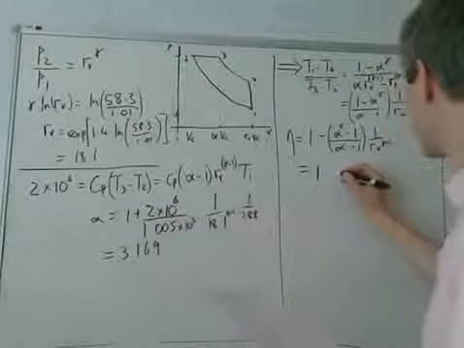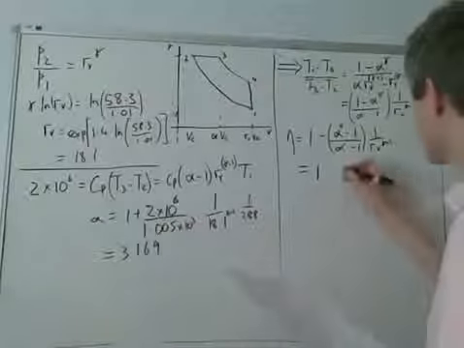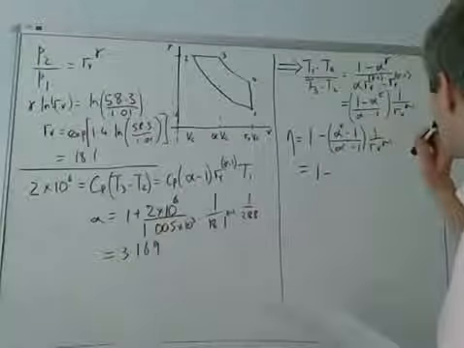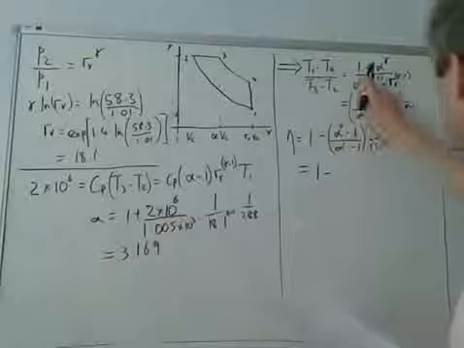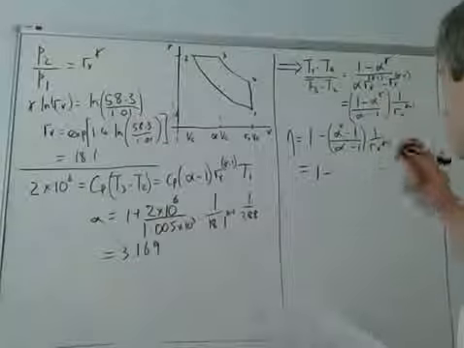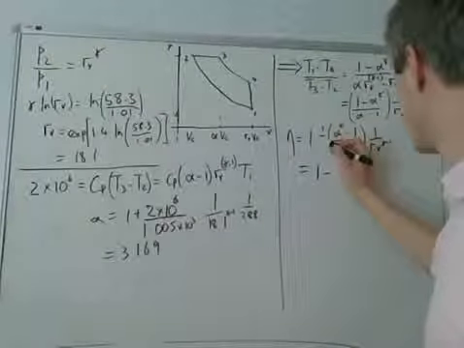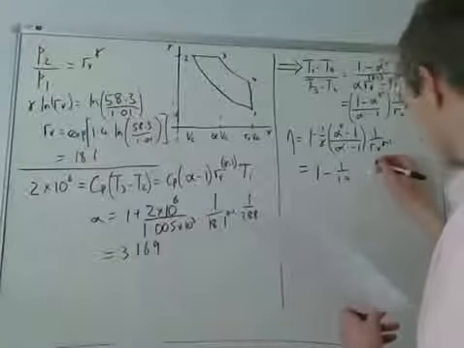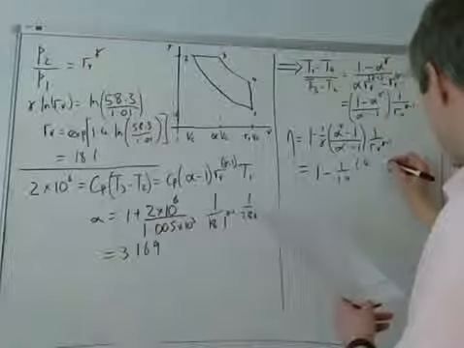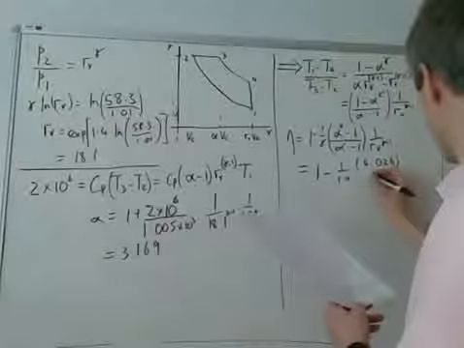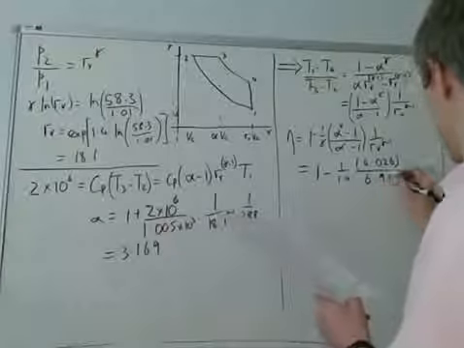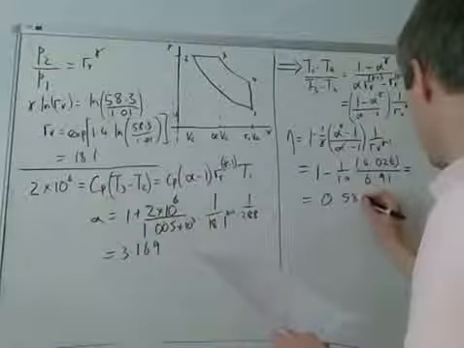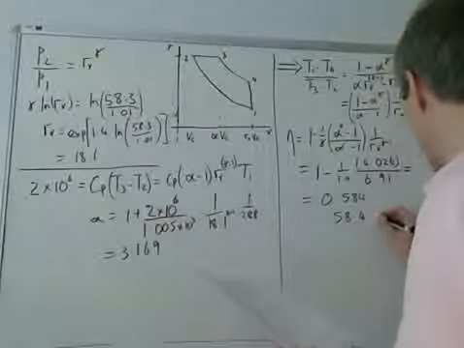1 minus... So I'm actually missing something from somewhere. Okay, so I should have multiplied or divided by gamma as well, because in the ratio of the heats there was the factor of gamma. You get 0.584, 58.4%.